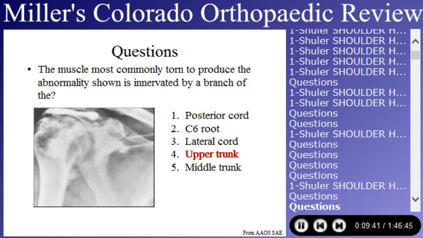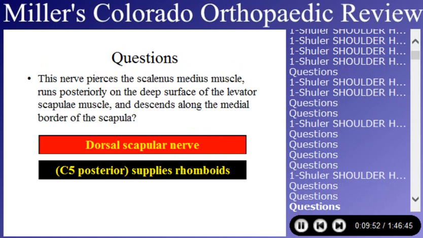So we know it's the suprascapular nerve from what? The upper trunk. You know how I told you they're going to have you jump through multiple hoops to get an answer? This is really more representative of a board-type question. This is one I had to spot during my exam. I just remember it because I didn't know what it was. The nerve pierces the scalenus medius muscle, runs posteriorly on the deep surface of levator scapulae, descends along the medial border of scapula. Dorsal scapular nerve to the rhomboids, C5.